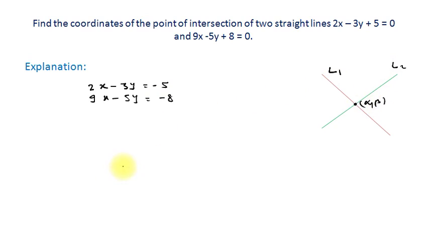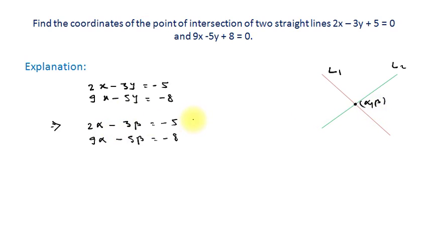Now in the previous slide we solved for alpha and beta by cross multiplication. Here we can also use the elimination method or substitution method, or any of the methods which we had already studied in class 10th. So here we can write 2 alpha minus 3 beta is equal to minus 5, and 9 alpha minus 5 beta is equal to minus 8, because alpha and beta is the point of intersection, so the point lies on both the equations.